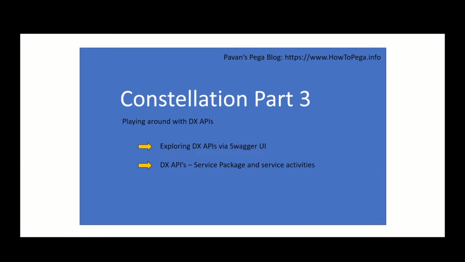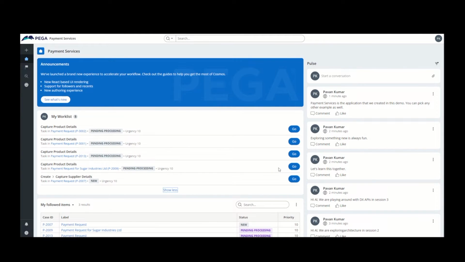For that, I'll take you to the application we created in our previous sessions. This is a payment services application, as you all know. Right now we are on the Cosmos React application, a Constellation based application. On the portal we see my work list, my followed items, and pulse items. We see a lot of things. In the last session, we also saw the architecture, and a simple use case of how data gets rendered onto the portal with the help of multiple DX APIs.